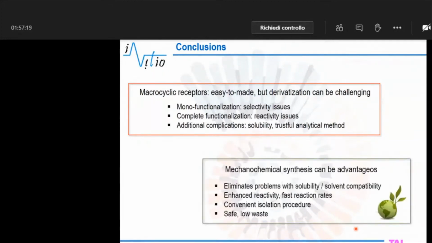So for the solutions, mechanochemical synthesis can be advantageous in this case. It eliminates some problems like solubility and solvent compatibility, and enhances reactivity, which is important for complete functionalization. It's convenient for isolation of pure product, and it's good from the green chemistry point of view because it's safer and produces low waste. Of course, I have to highlight that it's not a magic bullet, but quite a nice tool to deal with this macrocyclic chemistry.